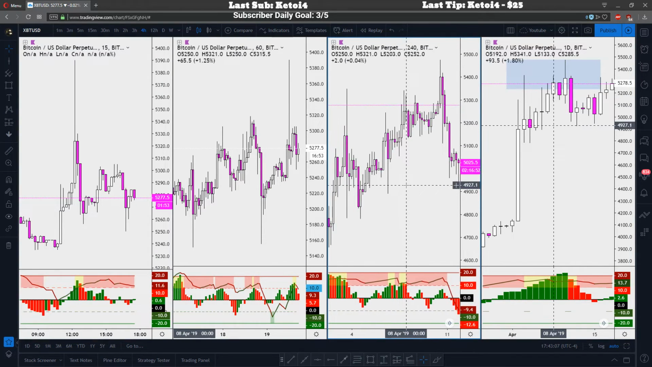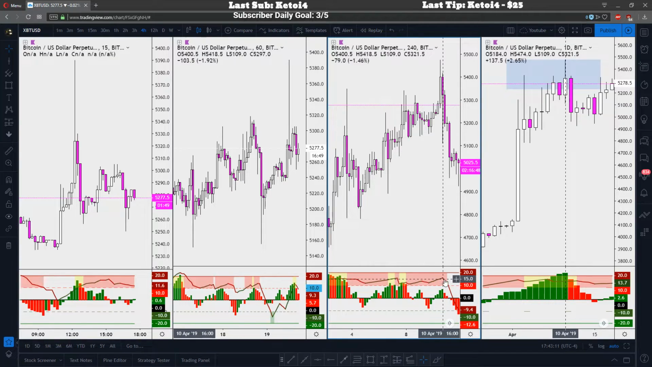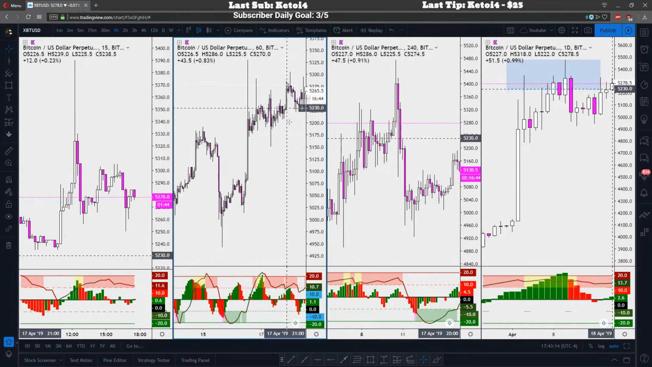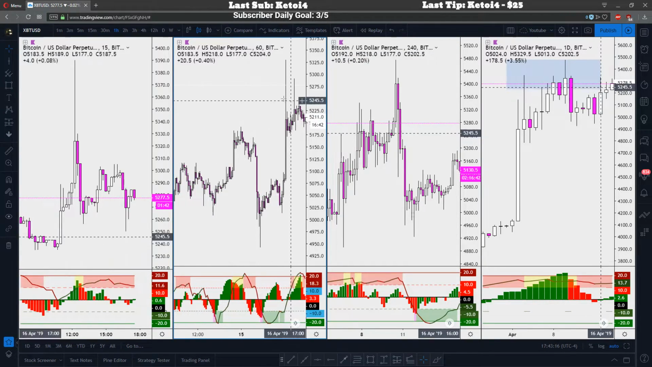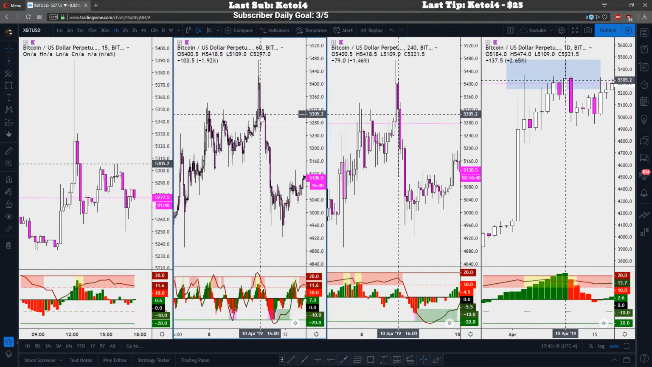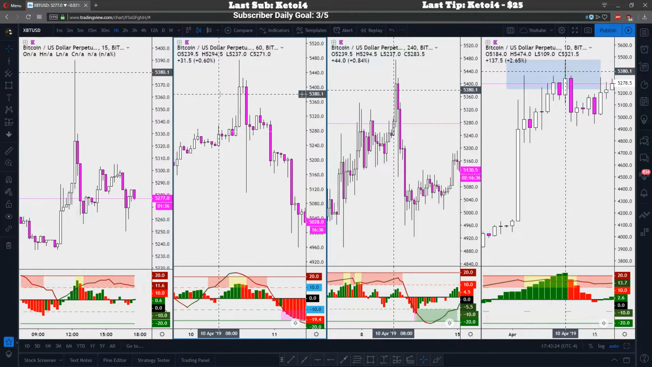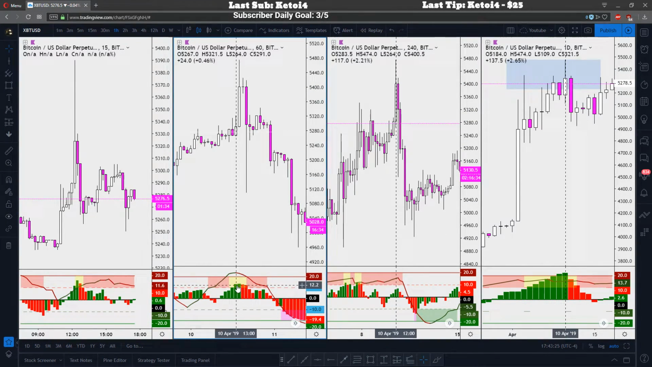So let's look at a 4 hour. What's the 4 hour telling me? 4 hour's telling me the same thing. We're finding a top. And let's go down to an hourly. Let's find it on an hourly. Where's the hourly? I need to find that same move. I think it's right here. Okay, what is the hourly telling me? The hourly's telling me we are very likely to find a top here.